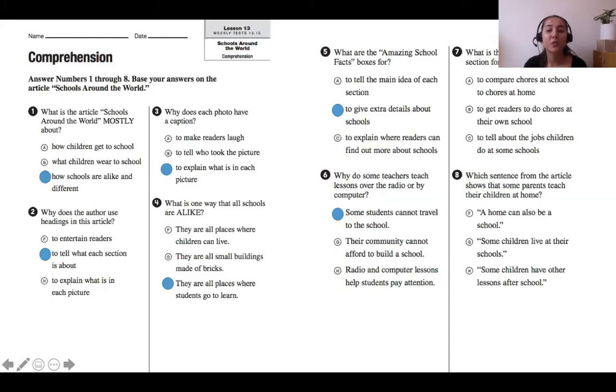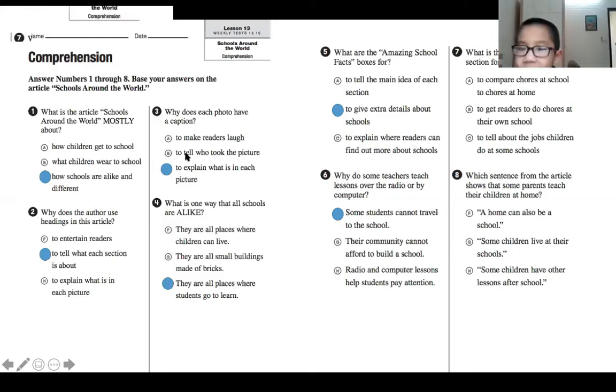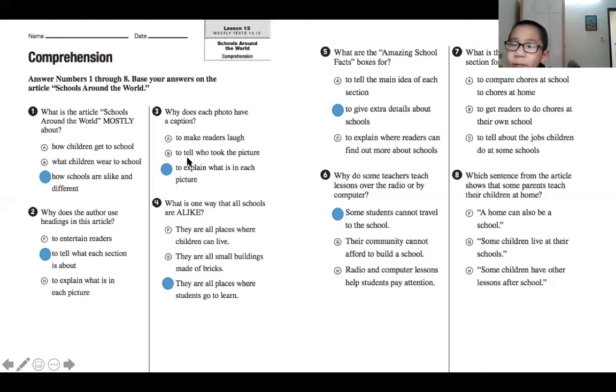Okay, number 7. What is the school chores section for? Dami, what do you think? To tell about the jobs children do at some schools.